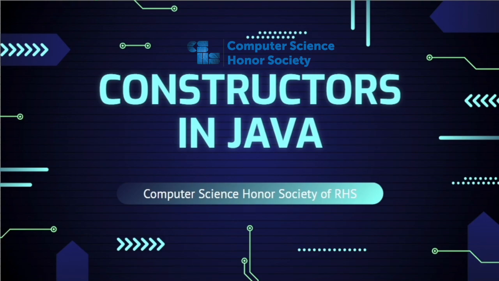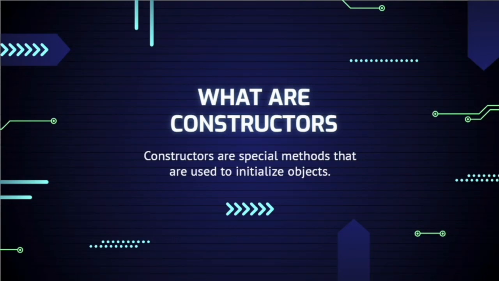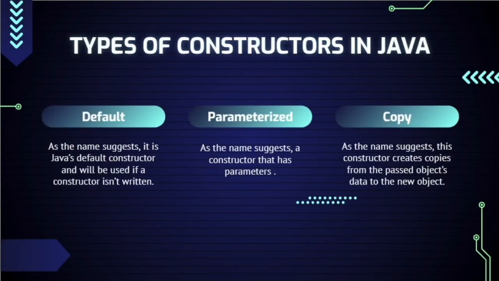Today's video topic is on constructors in Java. So, what exactly are constructors? Constructors are special methods that are used to initialize objects in Java classes. The types of constructors in Java include the default constructor, which, as the name suggests, is basically Java's default constructor and will be used if a constructor isn't written or there are no parameters in a constructor.